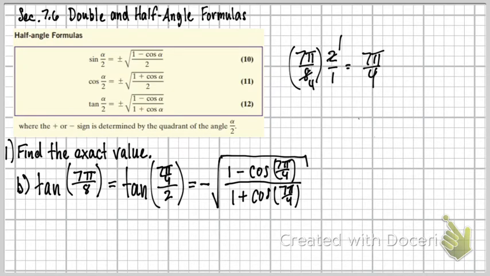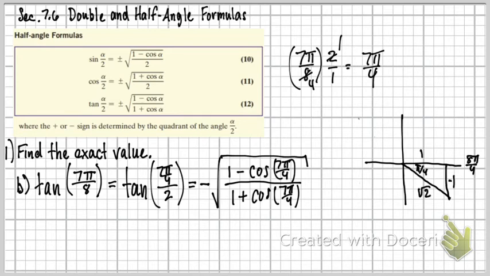So now we have to draw a triangle in our unit circle to find out if it's positive or negative. Now 8 pi fourths is the same thing as 2 pi. And 7 pi fourths is pi fourths short of that, so that's pi fourths. And we're dealing with cosine there. So since that's pi fourths, this is 1, 1, square root of 2. That's our triangle.